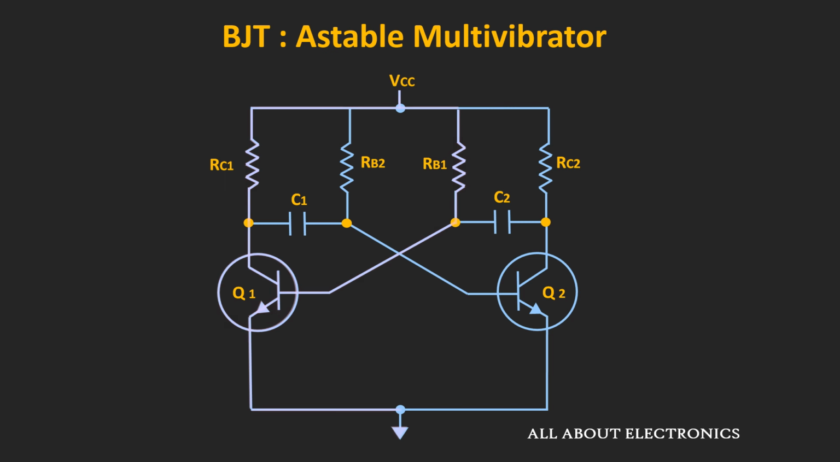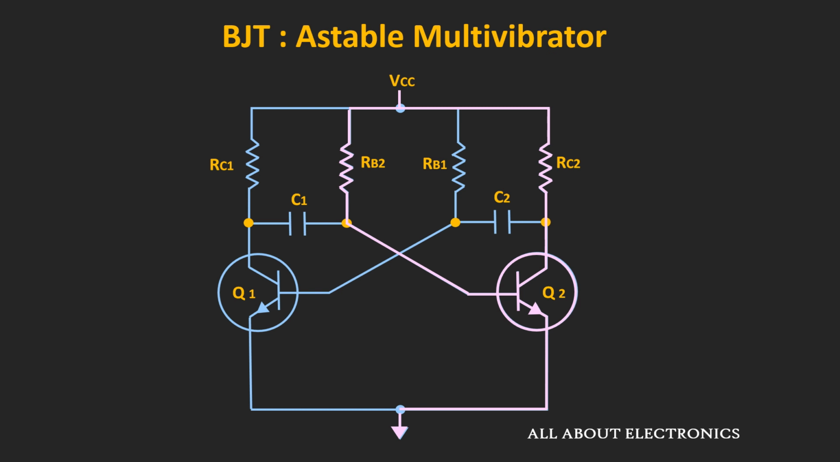So this is the first transistor and the corresponding base and the collector resistors, while this is the second transistor. And as you can see, both transistors are cross coupled. That means the collector of one transistor is connected to the base of the other transistor using this capacitor. So now let us understand the working of this circuit.